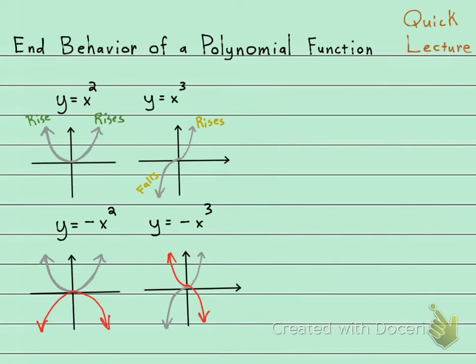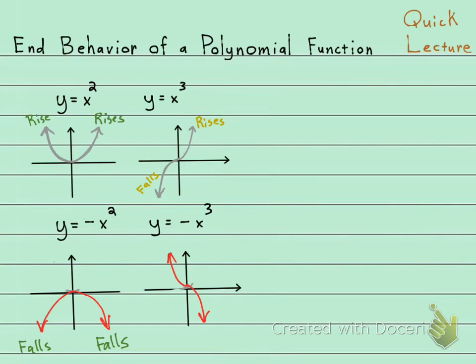Now let's talk about the end behavior of the red graph. Let me get rid of the gray. So if we're just looking at the red graph, let's talk about this one first. Y equals negative x squared. End behavior to the left, we see that it falls, and to the right we see it also falls. And that's going to work for every even exponent that has a negative leading coefficient.